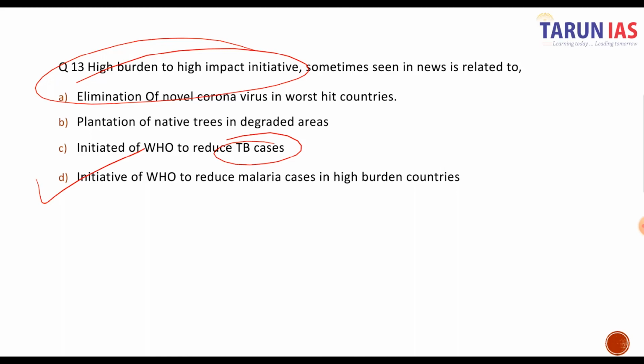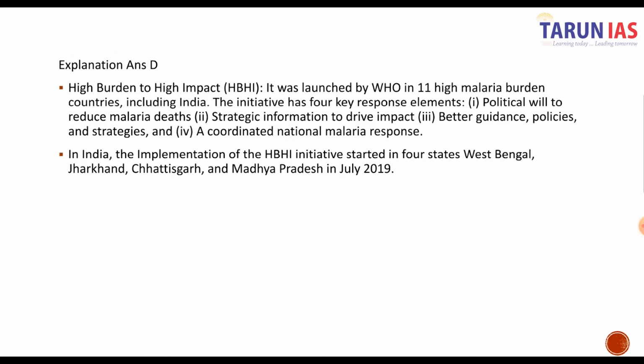Initiative of World Health Organization to reduce malaria cases in high burden countries. So this is the explanation that can be read. It was started in the year 2019 in 4 states, that is West Bengal, Jharkhand, Chhattisgarh and Madhya Pradesh. It is being implemented in these states. It was launched by WHO in 11 high malaria burden countries including India. The initiative has 4 key response elements.